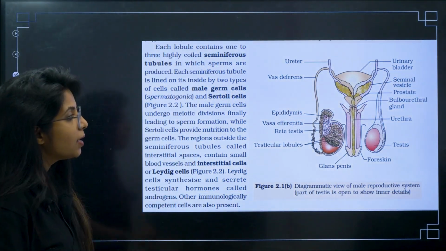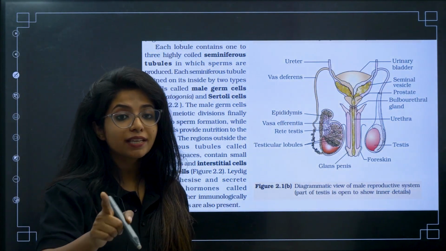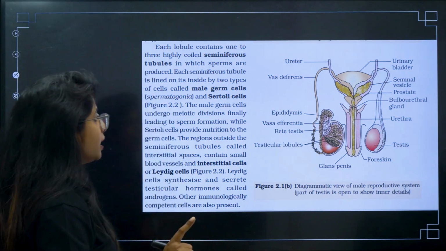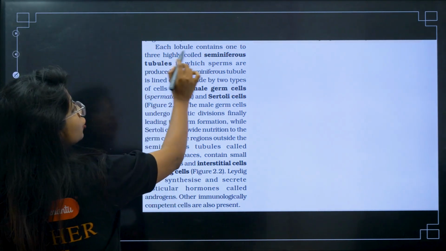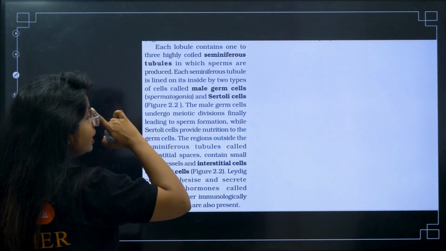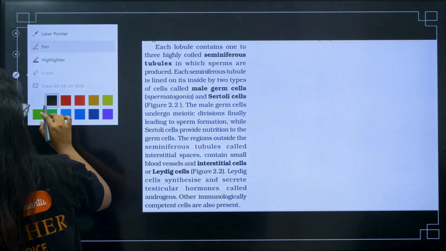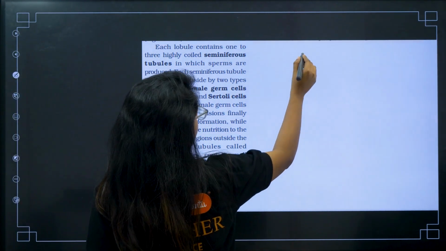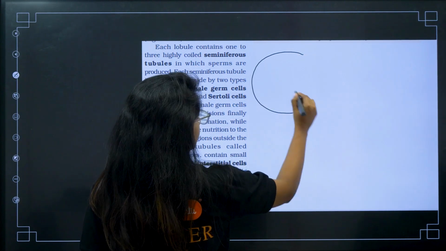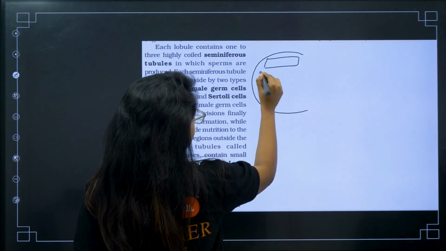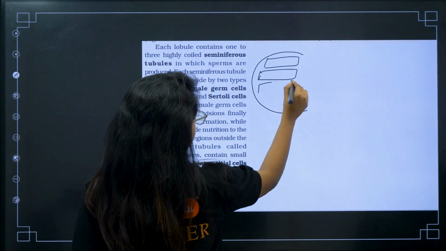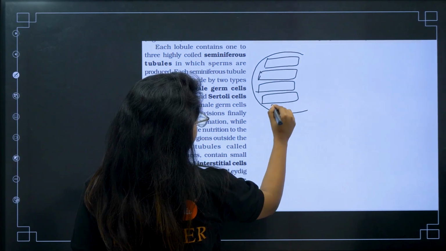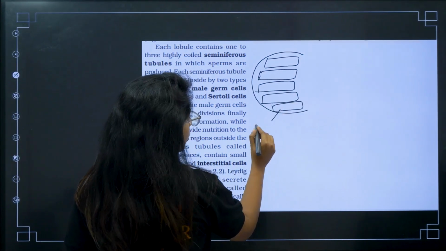Now, if you go ahead, we were stuck at what? 250 testicular lobules, right? Each lobule contains 1 to 3 highly coiled seminiferous tubules. For this, I have to make a small diagram. So, let's make a small diagram. As I said, how many compartments do you have, children? 250 compartments are there. What do you call them?